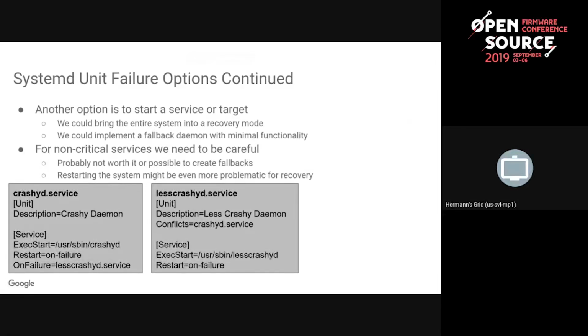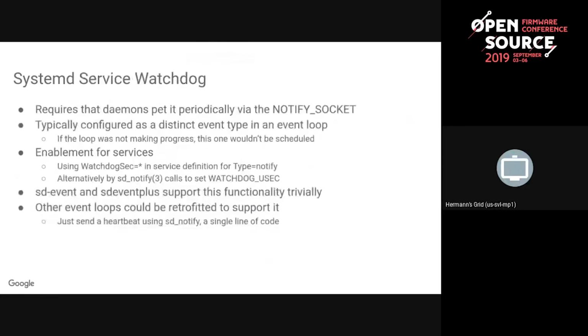But I think for something that's really core to your functionality and has a whole bunch of extraneous code that you don't necessarily need to recover a system, you may want to consider doing something with a fallback here. And then the other thing that systemd provides is a service watchdog.